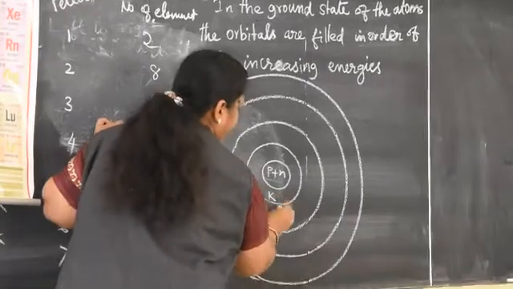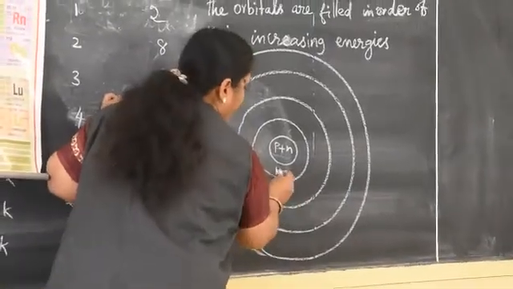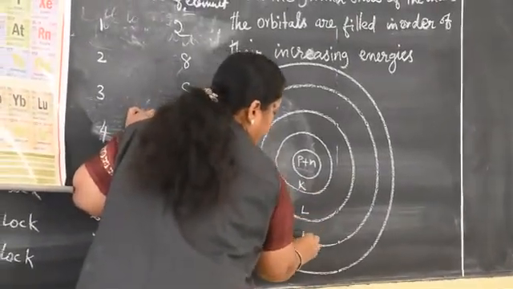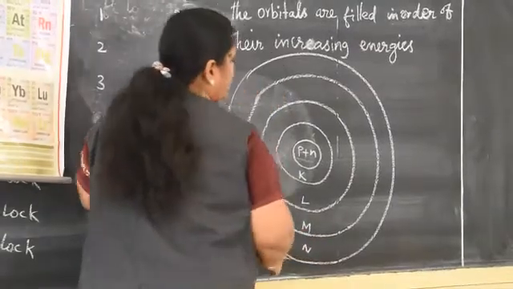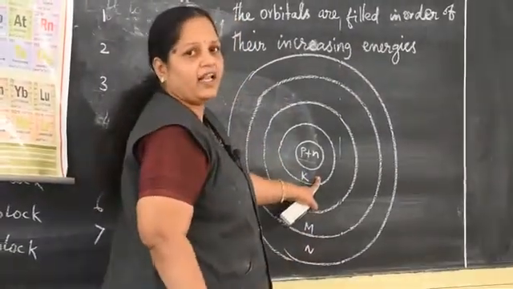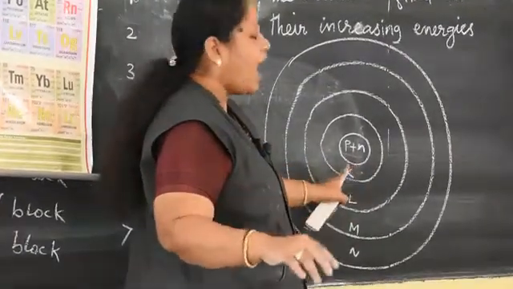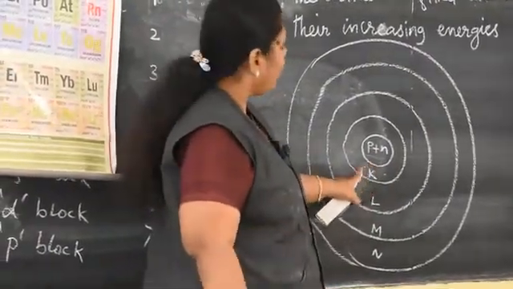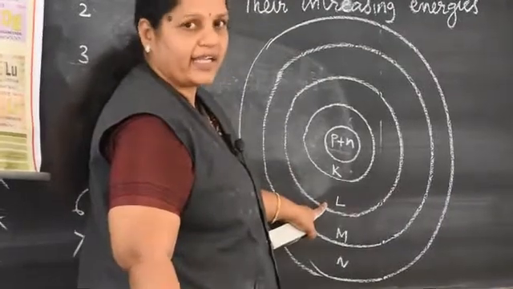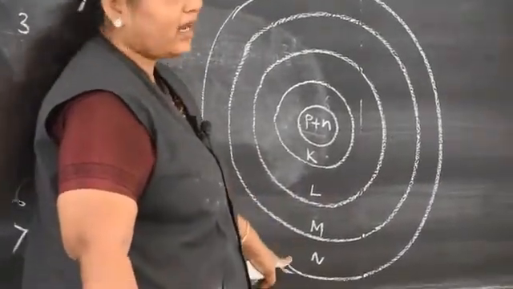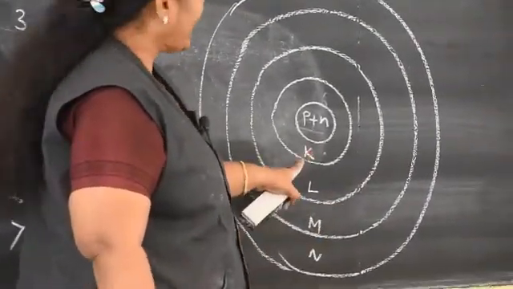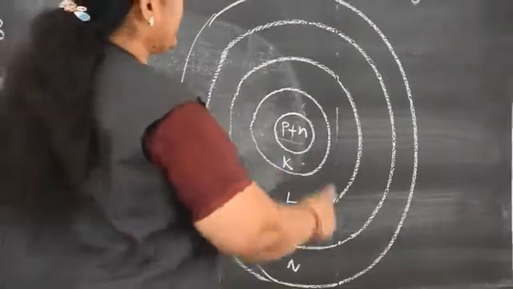the first shell, K. Recollect that point: K, L, M, N. So this is the first shell for any atom. The first shell, or orbit, is K. The second one is L. The third is M, then N, and so on. So the K shell is the first shell.